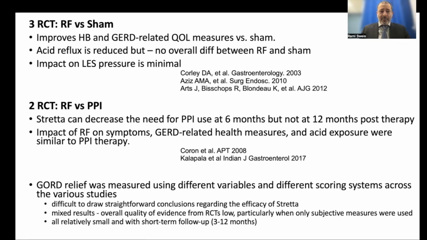Compared to sham, it seems to improve reflux symptoms based on health-related questionnaires. But the measurement of acid reflux, the acid exposure time, is not different compared to sham. Compared to PPI, again, the Stretta tends to decrease the need for PPI at 6 months, but not at 12 months. And the problem with all these trials is that it's difficult to draw conclusions because of the different variables and different scoring systems that are used to measure. So, many mixed results, small numbers, short-term follow-ups. So to reach conclusions is not easy.